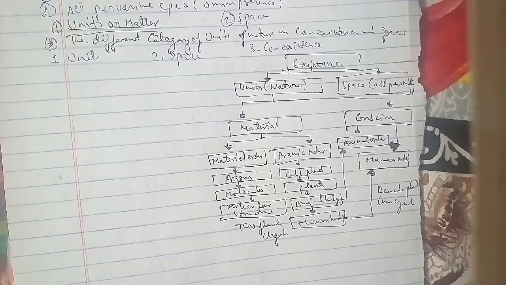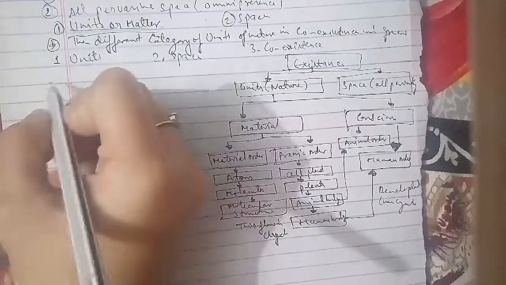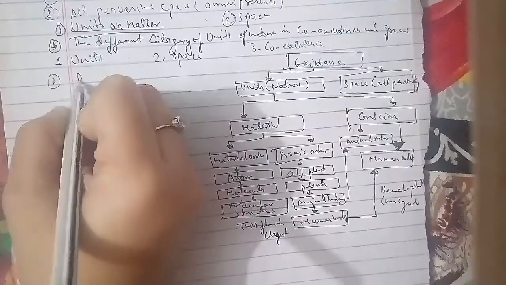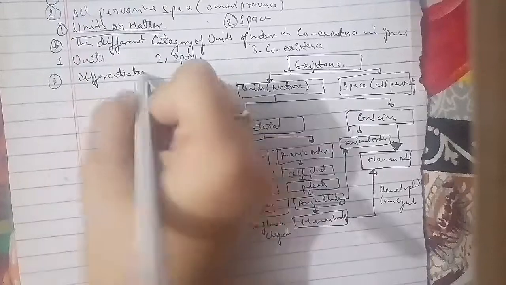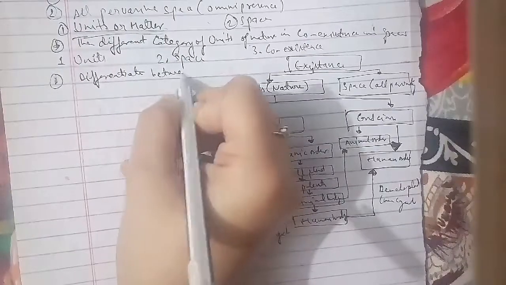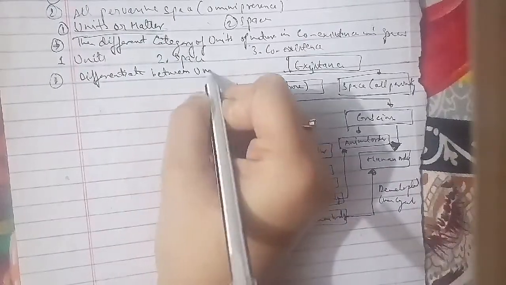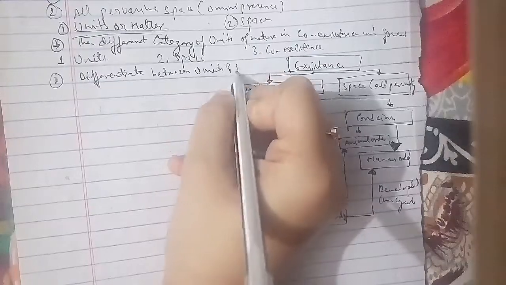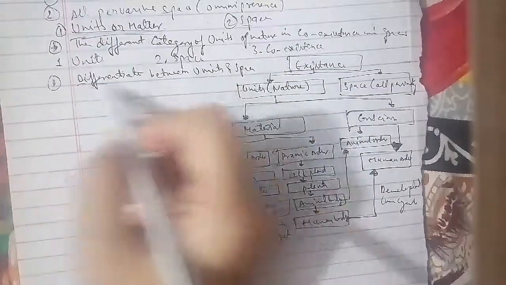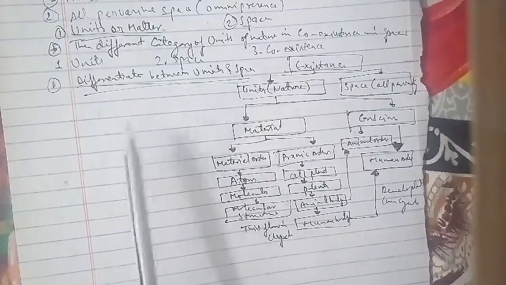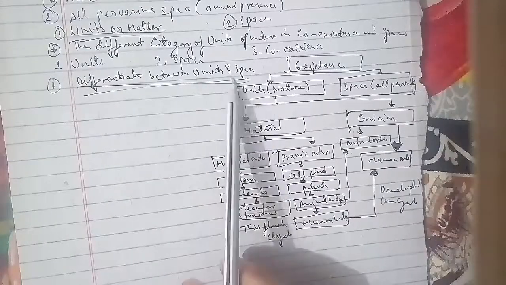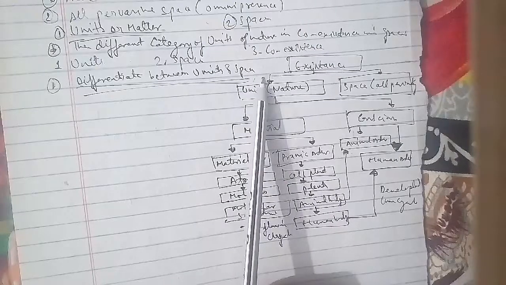So with the same, we have to discuss the difference between unit and space. This is the last topic here: differentiate between units and space. Unit entities are limited, and space entities are unlimited.